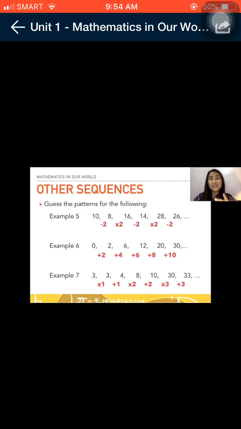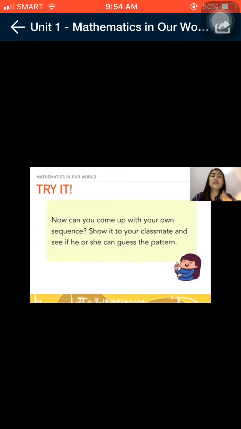Okay, was it fun? Did you get the patterns? Right, so now it's time for you to try it with your own patterns. You have to come up with your own sequence and then show it to your classmate and see if he or she can guess the pattern. This is an activity that we will do within the class, but you have to prepare this activity so that we can do it when we go to class.